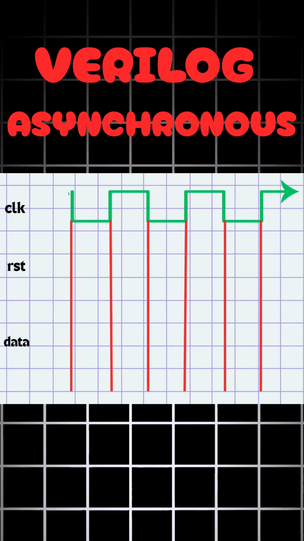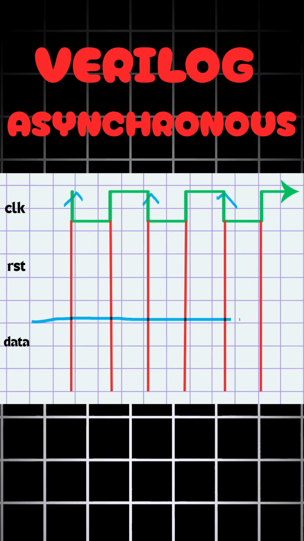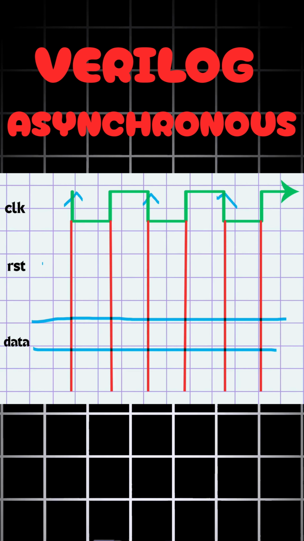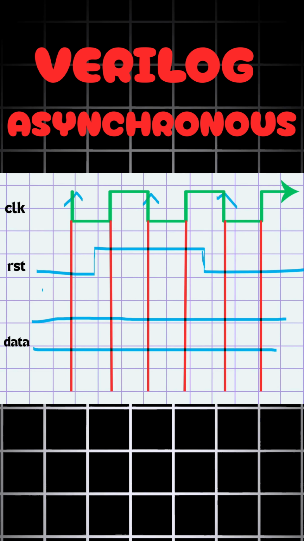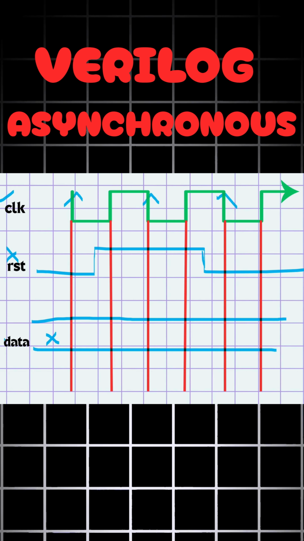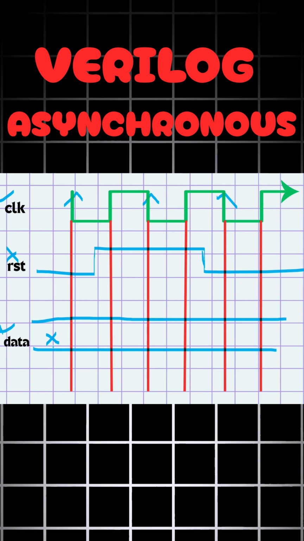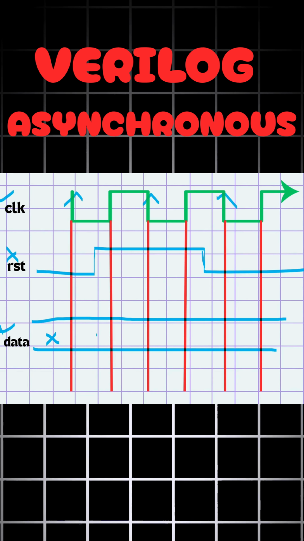Now let's understand this concept with the help of a graph. Assume this is our clock, and at the passage of the clock our data is there. Now reset can come at any place, it will not depend on our clock, but data is our synchronous signal. Reset is not a synchronous signal, while our clock is synchronized with our data.